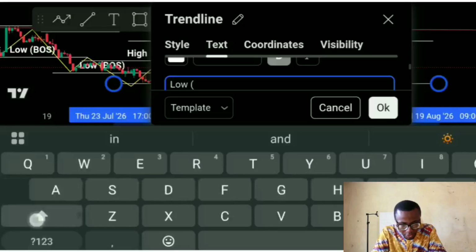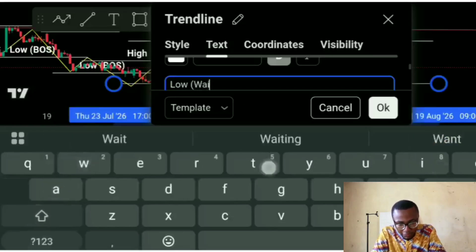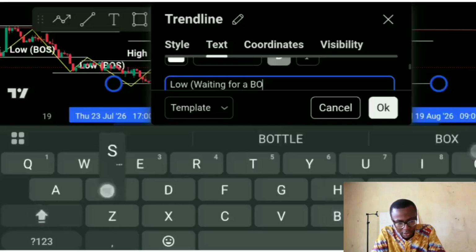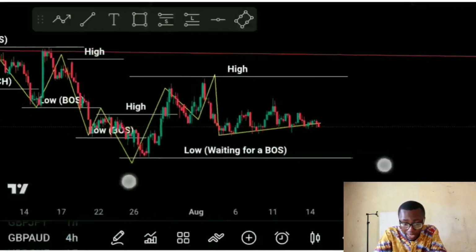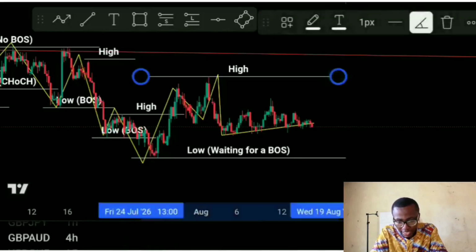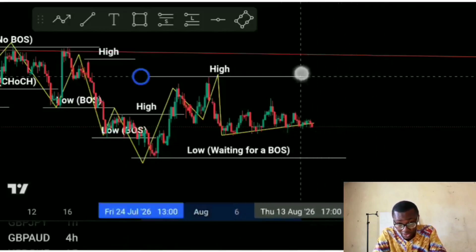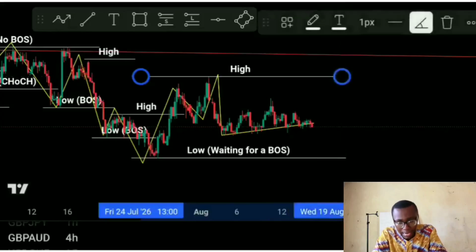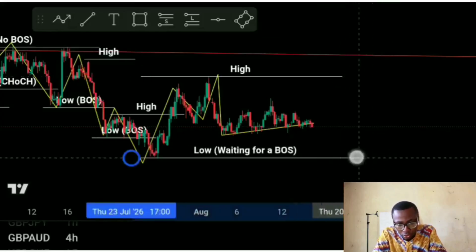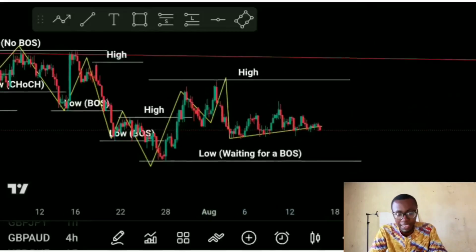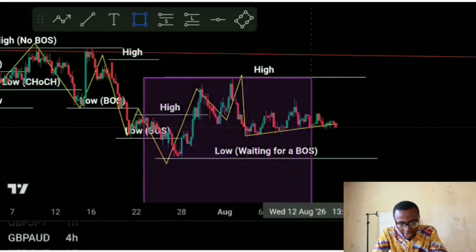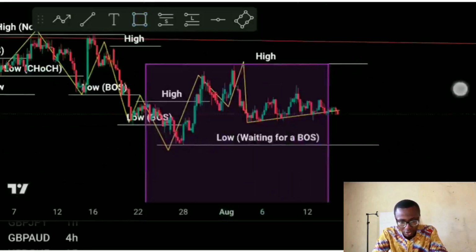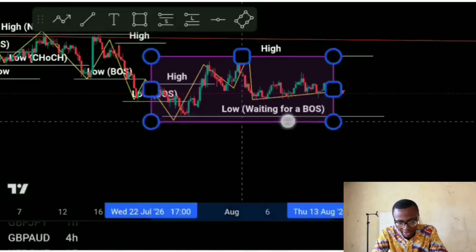Right? So this one is low, waiting for what? A break of structure. I'm waiting for a break of structure. If it doesn't happen, I'm away. This is a high. I'm not expecting any break of structure in this high, right? I'm only expecting a break of structure in this low. That's why I'm waiting. So currently, the market is ranging around here, around this area.